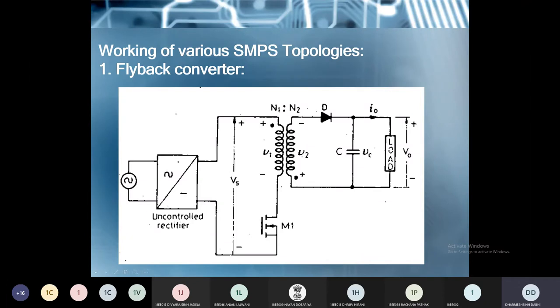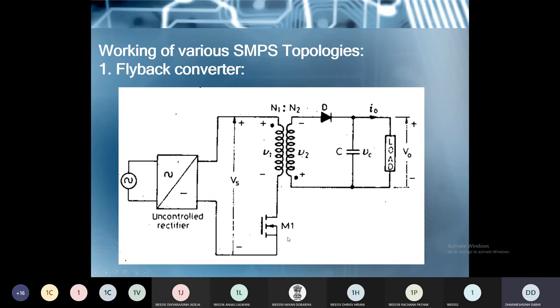So you can see here in the circuit diagram, we first have the AC supply, which is a normal 50 volt AC, converted into DC by using an uncontrolled rectifier. It means by a diode based rectifier, you first convert AC to DC, and this DC voltage is applied to the inverter. Here the inverter is connected with the transformer itself. You can see that on the primary side of the transformer, in series, we connect the switch M1. This M1 switch is nothing but a power MOSFET.